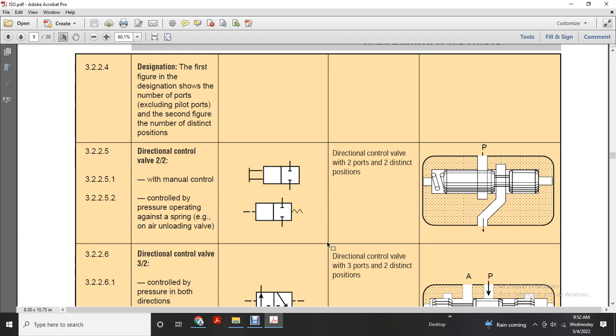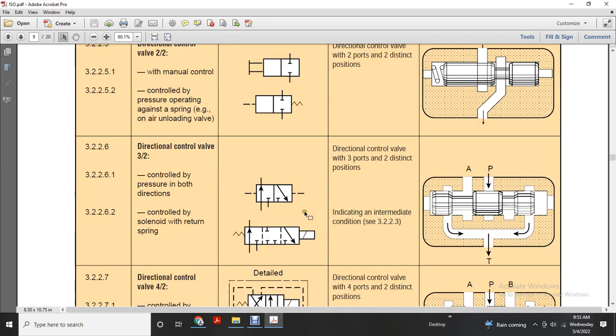Manual control valve, two ports, two distinct positions. Control operated by pressure, operating spring for unloaded, two ports, two distinct positions with a spring, and directional control valve 3/2, which gives you three ports, two distinct positions.